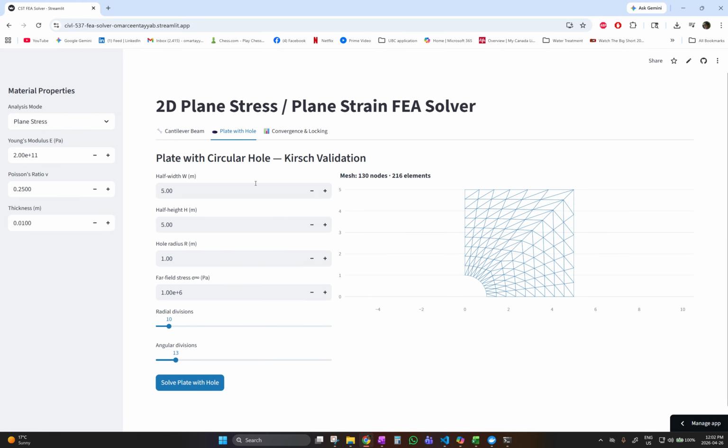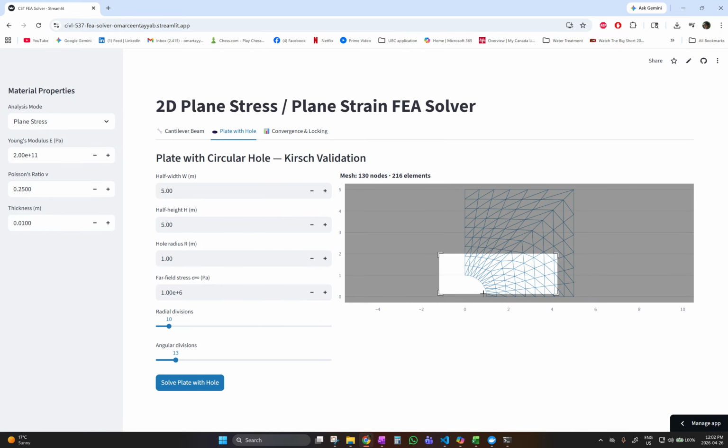Moving on to the plate with hole. So I just want to talk about the meshing a little bit. Y is equal to r sine theta, and X is equal to r cos theta. And then I believe I already touched on it in the introduction of the video, so I'm not going to repeat that. But what I do want to talk about is this edge.